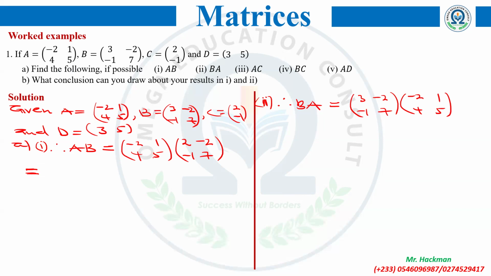So now let's see. The matrix A is of order 2 by 2. The matrix B is of order 2 by 2. So we know the inner dimensions must be the same, so the result must be 2 by 2. Is that clear?